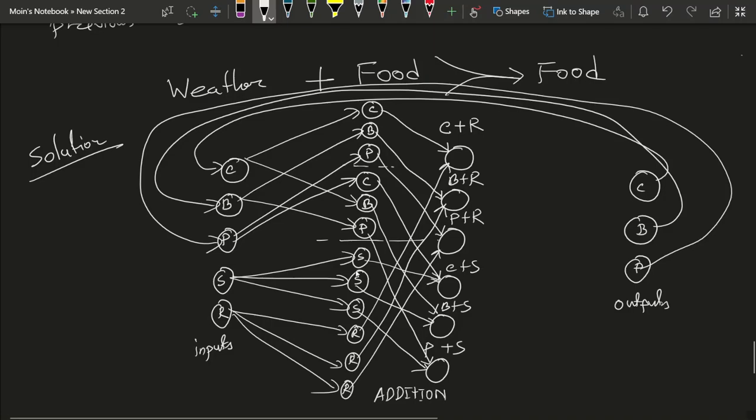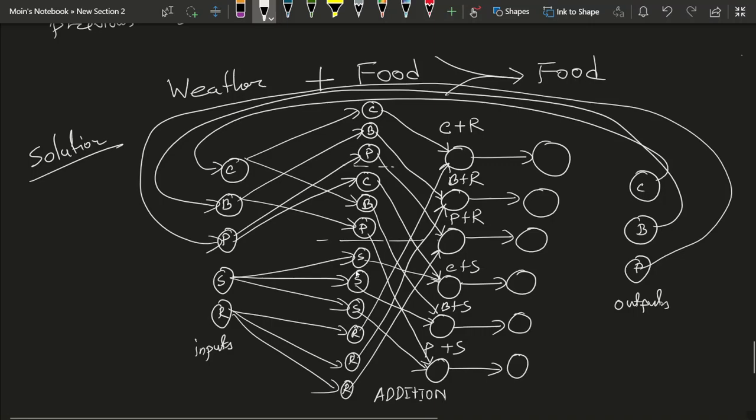This is an addition layer. And after that, we apply normalization. Some additions will generate values which are not one hot encoded values. To remember the one hot encoded vector values, the value should be between 0 and 1. So that's why we do a normalization step.